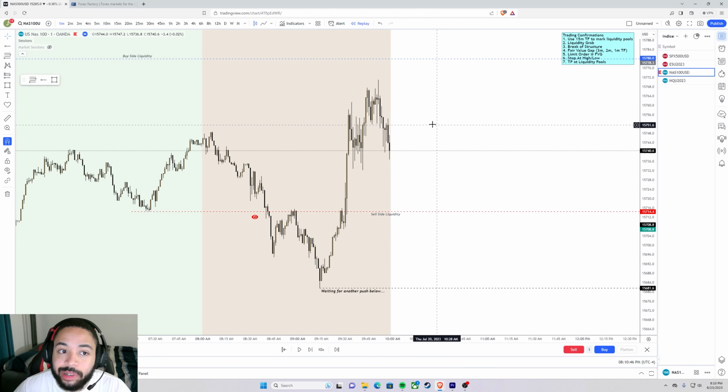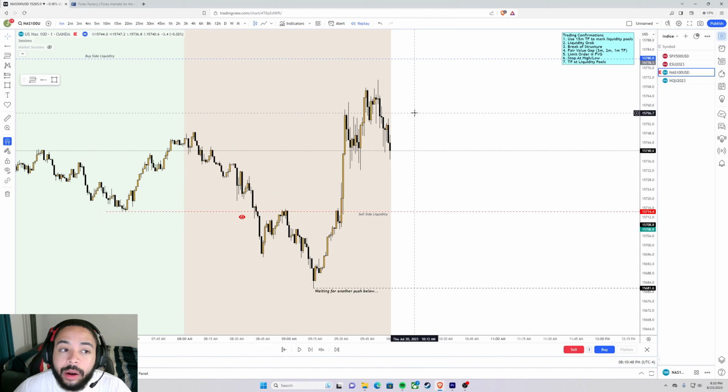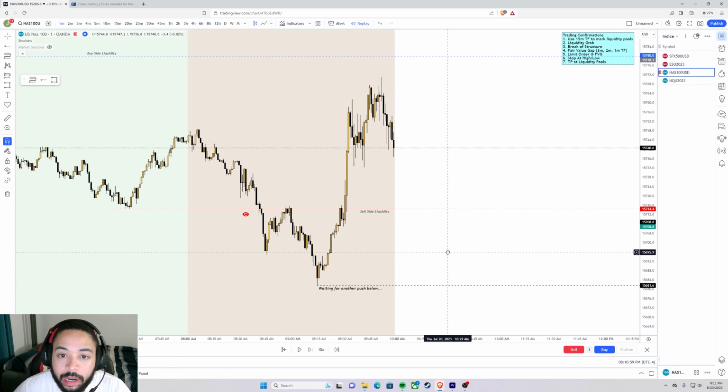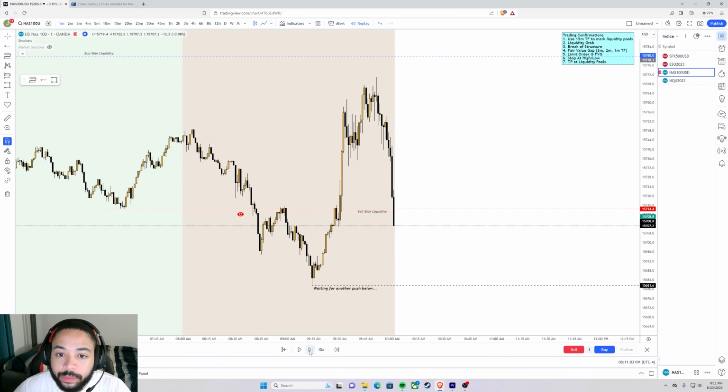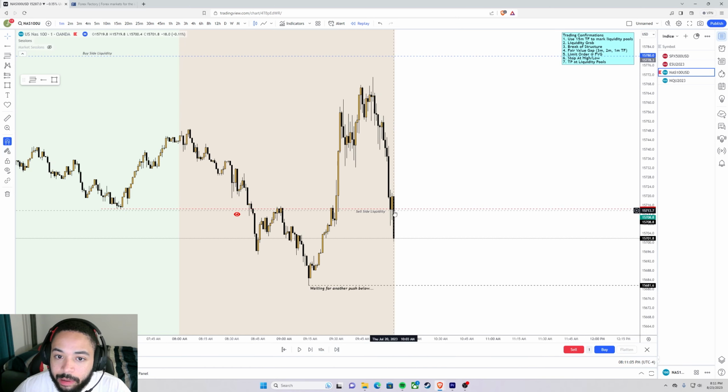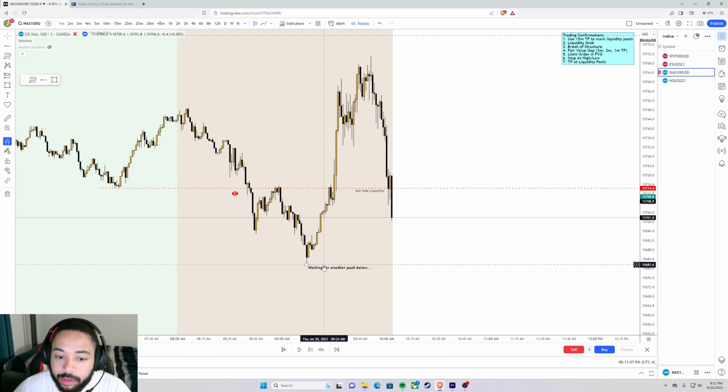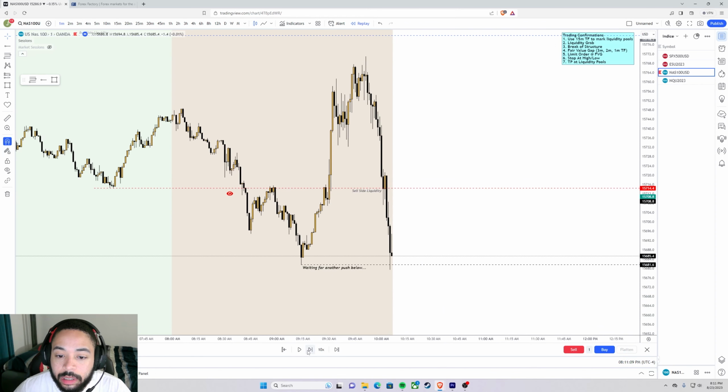But if we're technically following our confirmations, then this would still be a legitimate buy if price pushes below and gives us a break of structure to the upside, just because this liquidity pool still remains intact. So once again, we don't really care about what's happening with this price action all in here. We want to see this push below.